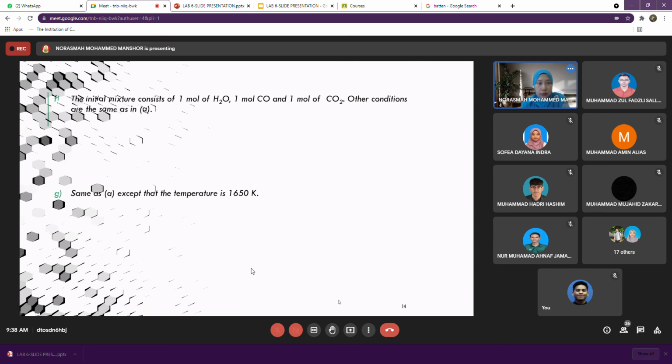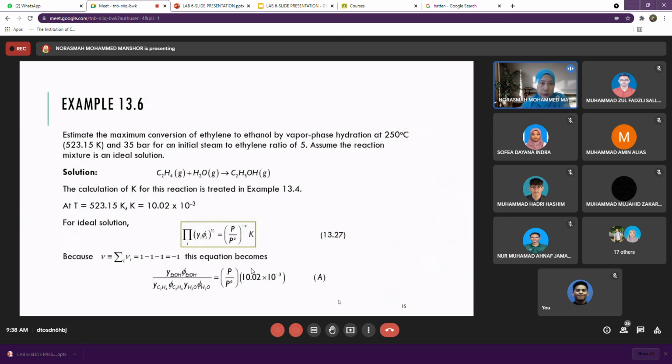Okay. So kita tengok example 13.6 pula. Okay, disuruh estimate maximum conversion of ethylene to ethanol by vapor phase hydration at 523.15 Kelvin and 35 bar. Okay, for an initial steam to ethylene ratio of 5. So maksudnya steam 1, ethylene 5. So total initial mole is 6. Okay. Ini 1, ini 5.